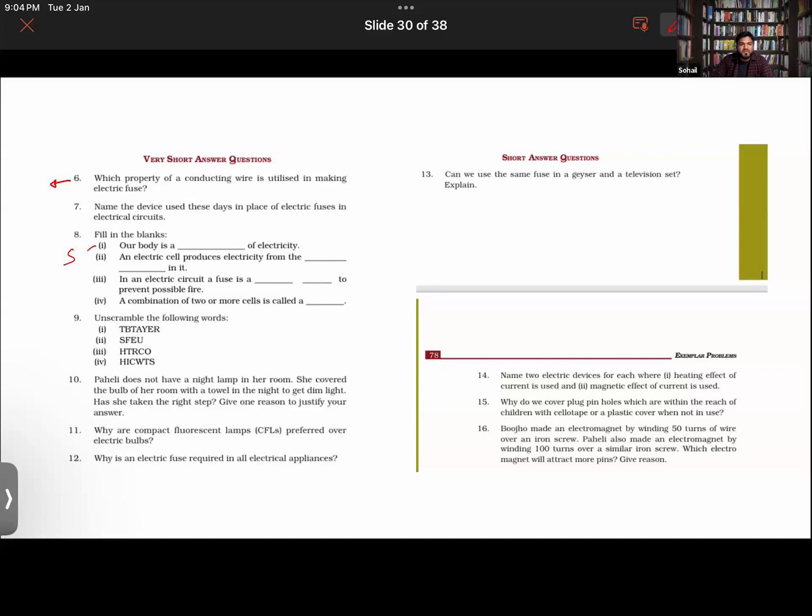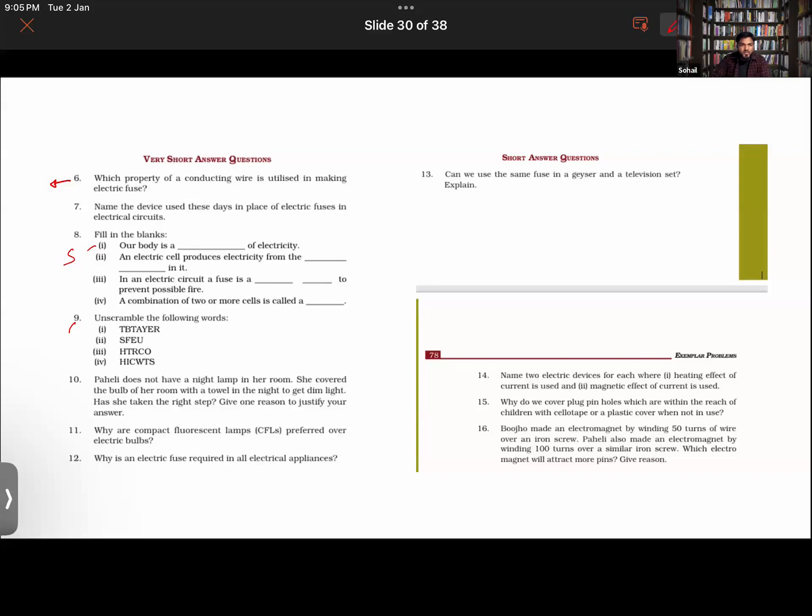Sundus. In an electric circuit, a fuse is a kind of safety device. Exactly, a safety device. Okay, next question. Chakrika. A combination of two or more cells is called a battery. Very good. Question number 9. We have to unscramble the following words here. First two, Sundus, you answer. Next two, Chakrika, you will answer. Okay, sir.